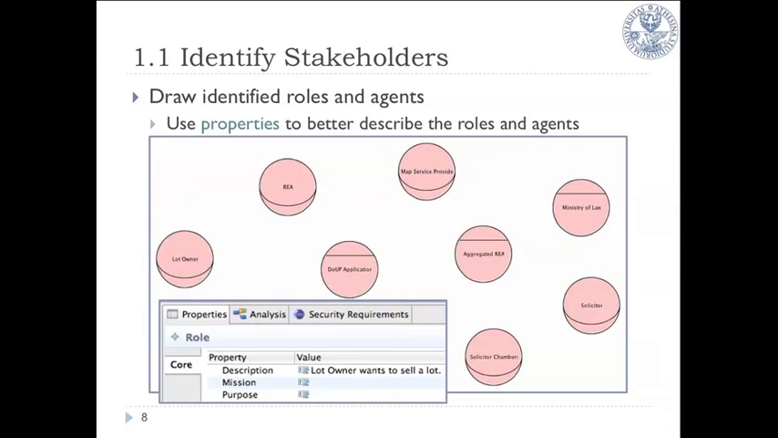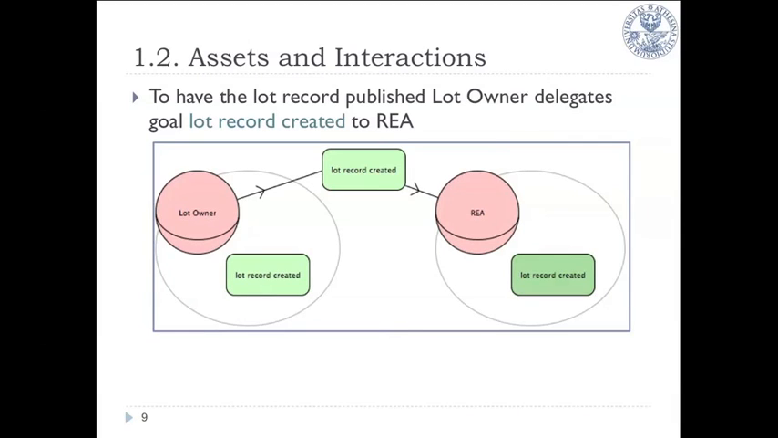Even here I emphasize that you need to use the properties to provide more details about the actors in the diagram. In the second step of our modeling method, we need to identify the assets that actors have and their interactions. So we will start with the lot owner and consider what are the assets that the lot owner has, and what are the interactions this role has with other roles.